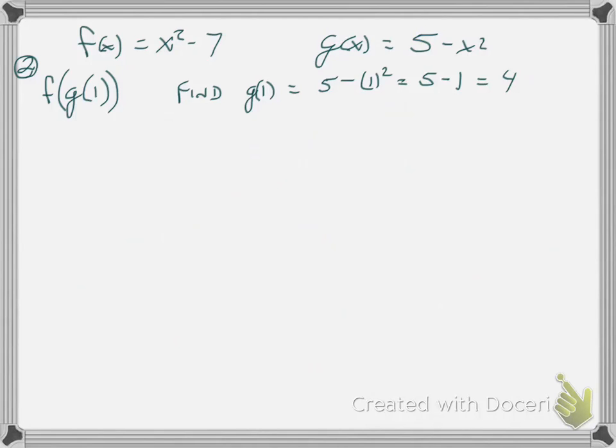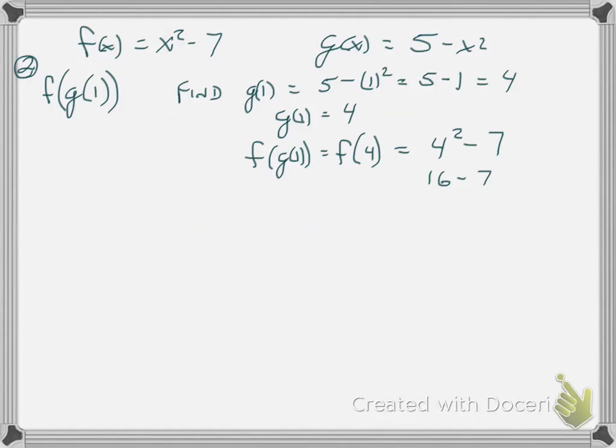Now what do I do with that? Well, g of 1 is equal to 4. So that means that f of g of 1 would be the same as f of 4. So now I can plug 4 into the f function. 4 squared minus 7, 16 minus 7 is equal to 9. So f of g of 1 is equal to 9.